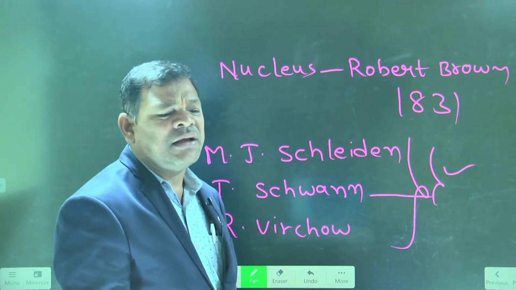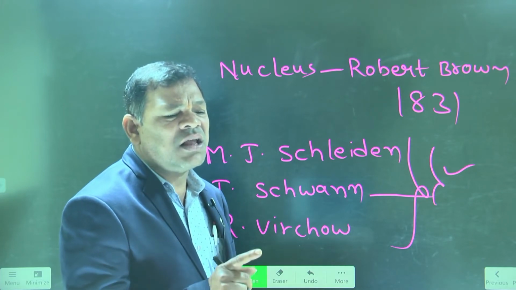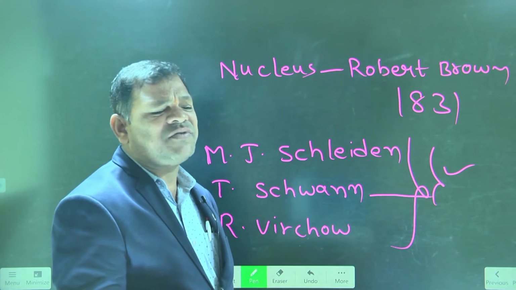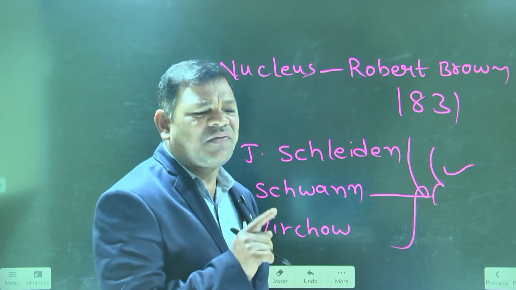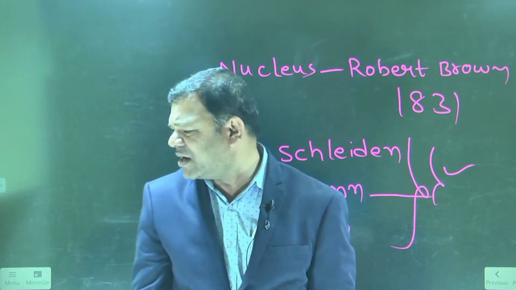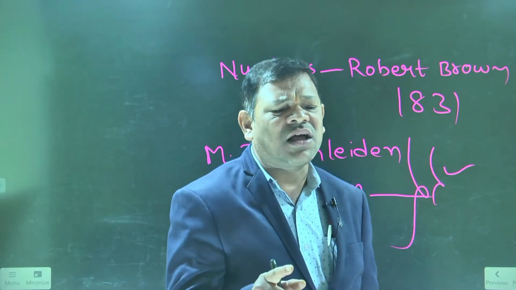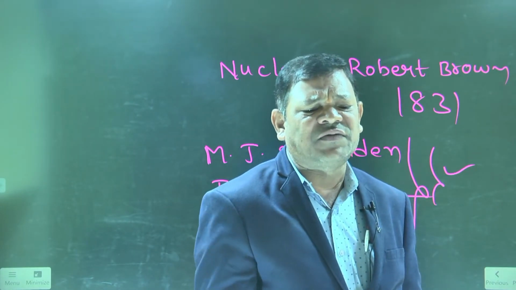According to that, all the living organisms are made up of cells. Cell is the structural and functional unit of the organism. Cell is the basic unit of the organism. Cell is the fundamental unit of the organism.